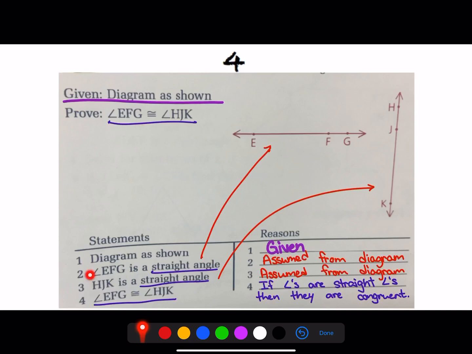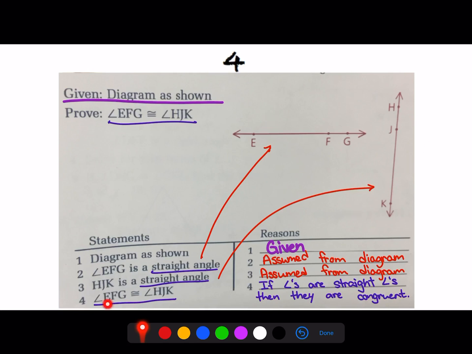Number 2, angle EFG, this line, is a straight angle. Well, we can assume straight angles from diagrams. That's something that we learned when we were working on 2-column proofs. So I can write assume from diagram for both number 2 and number 3, because again, we're focusing on straight angles for both of these. And we're assuming both of them from the diagram.